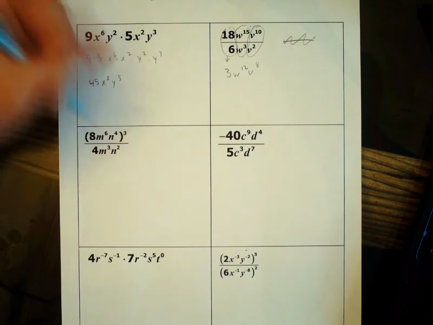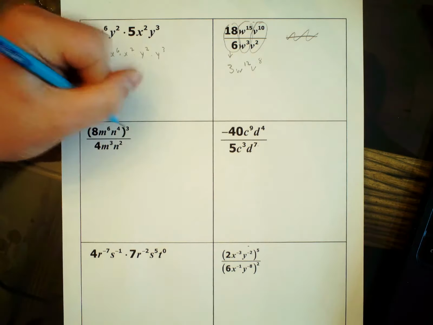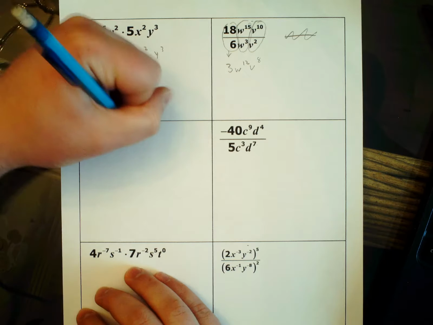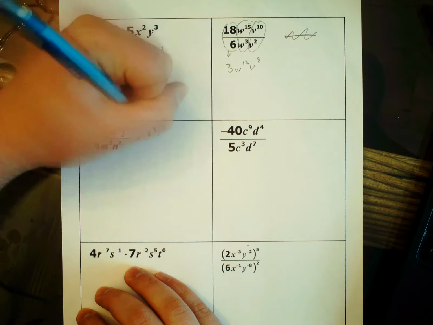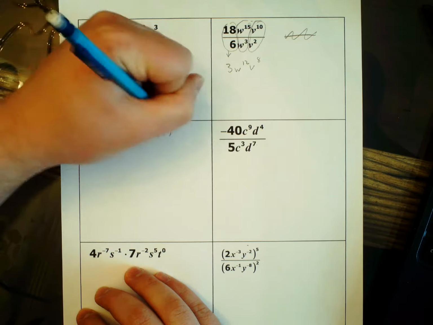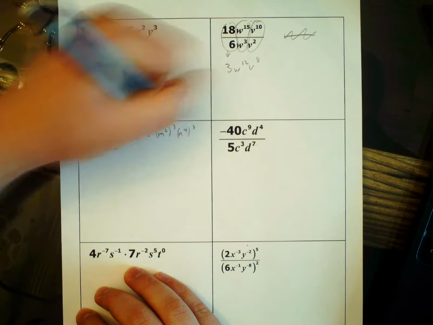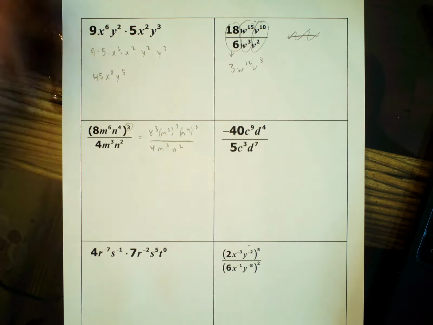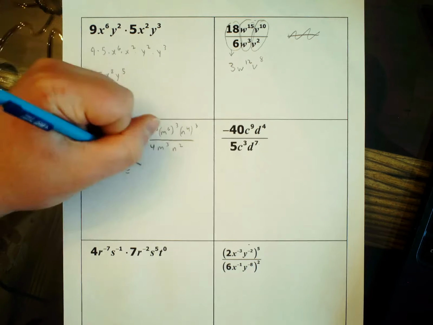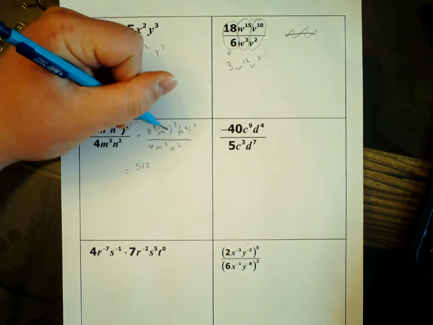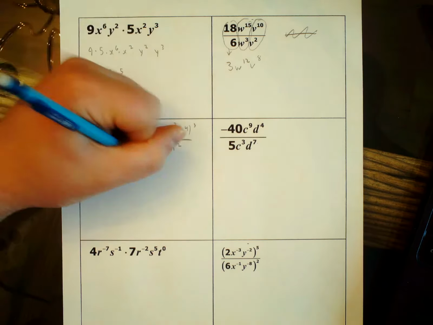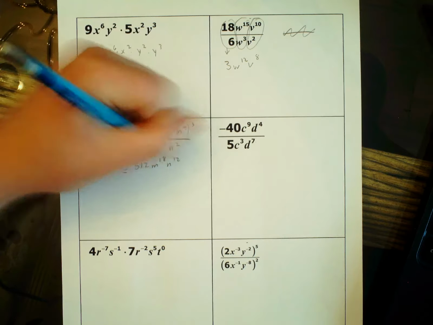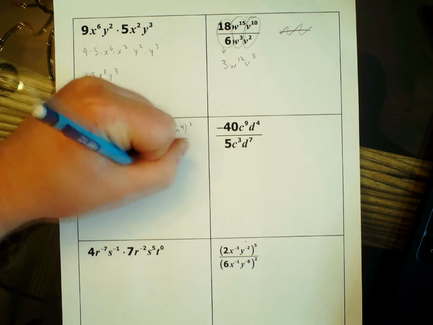So let's keep going here. So before I can do anything, I notice there's a 3 here, power to a power. I got to make sure that I raise everything inside these parentheses to the 3rd power, sorry. 8 to the 3rd, m to the 6th to the 3rd, and n to the 4th to the 3rd, all over 4m to the 3rd and n to the 2nd. Now I'm going to start simplifying. So using your calculator, 8 to the 3rd is 512. M to the 6th raised to the 3rd, we multiply exponents, so 6 times 3 is going to be m to the 18th. And 4 times 3, n to the 12th, all over 4m to the 3rd and n to the 2nd.